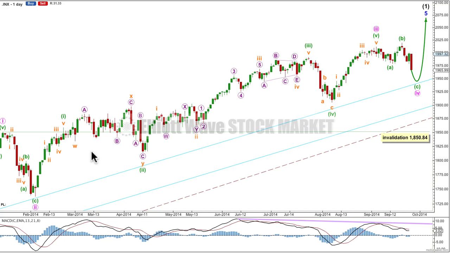Within minor wave 5, we have 1, 2, 3, 4 is close to completion, and then we'll have 5 up. 4 is unfolding as an expanded flat and it's very shallow. 2 was a relatively deep zigzag, so there's perfect alternation between the two. 4 is most likely to end before it touches the upper of these two aqua trend lines.